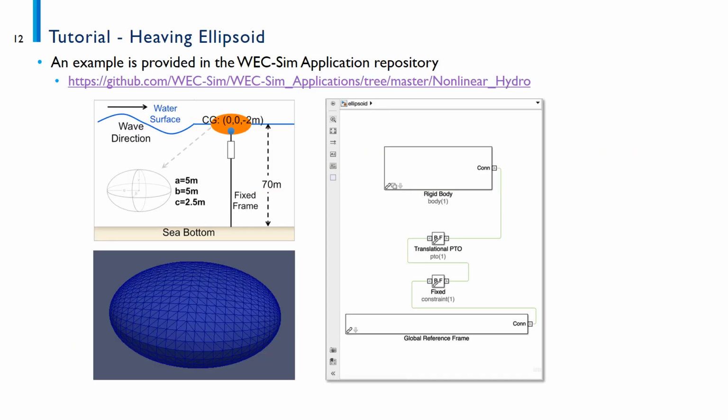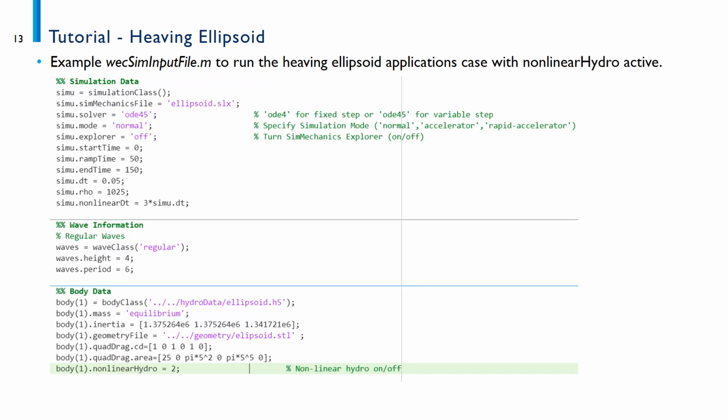An example within the WEC-Sim applications repository demonstrates the use of nonlinear hydrodynamics in WEC-Sim using a heaving ellipsoid. This is a sample of the WEC-Sim input file required to run the heaving ellipsoid application case with nonlinear hydrodynamics. The typical simulation class, wave, and body class parameters are defined in addition to specifying the nonlinear time step within the simulation class and defining the nonlinear hydrodynamics option used for the body.